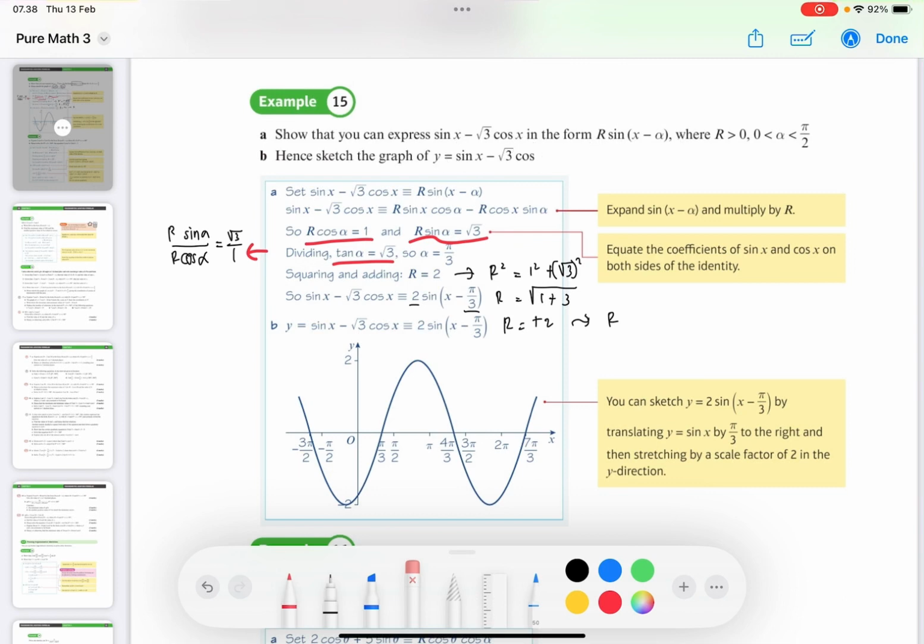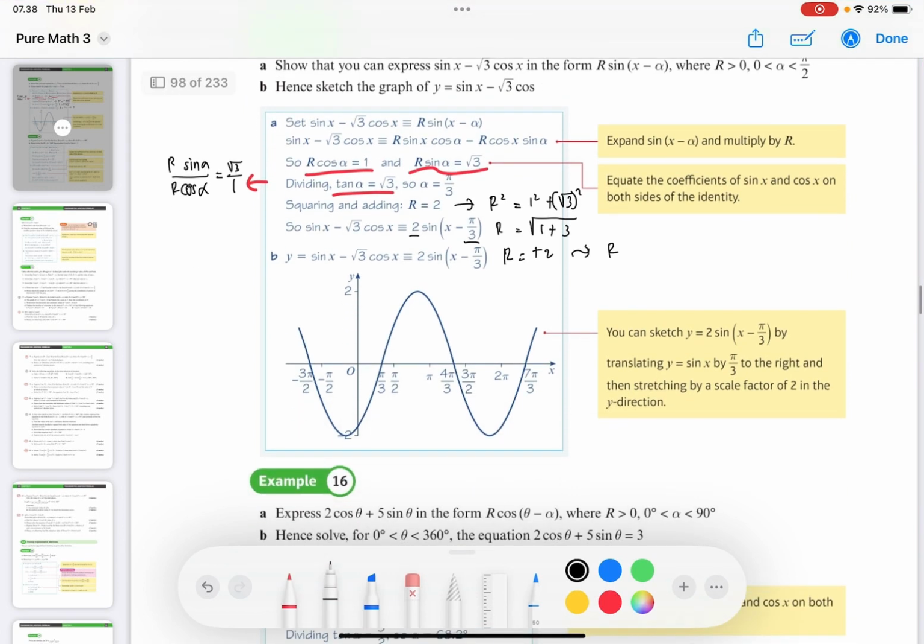Okay, something like that. So that's why if we have already the part A, which is 2 sine x minus pi over 3, we can sketch the graph. If you still remember what is the original sine graph, this is 1, right? This is minus 1. So that's why it's supposed to be like this. And then here it's supposed to be like this, right?